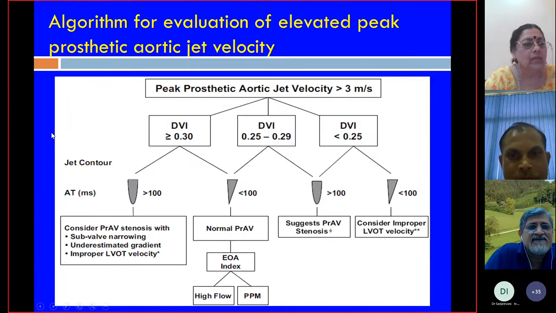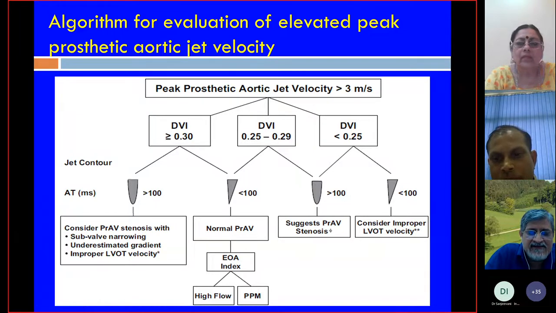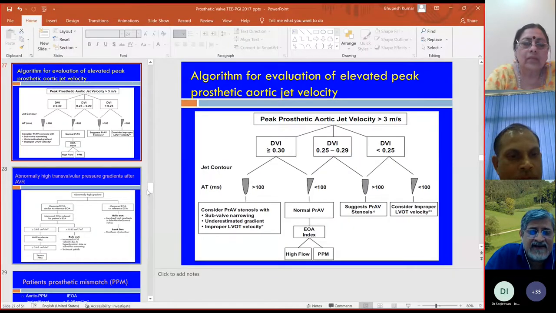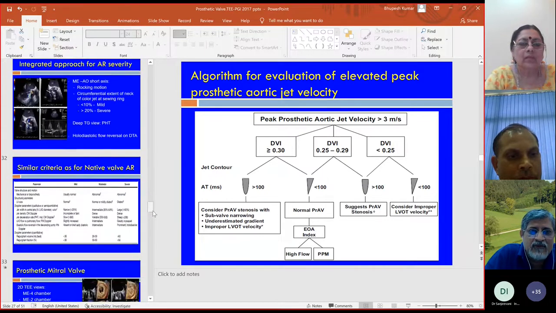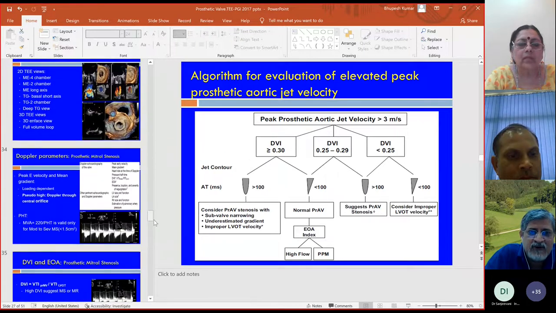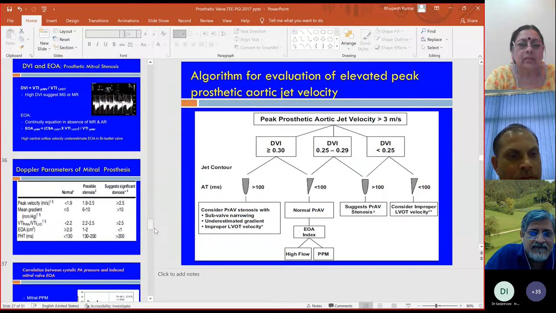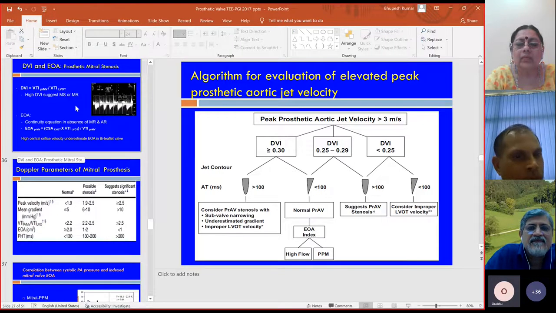So DVI, as he has mentioned, in the mitral valve more than 2.5 will suggest prosthetic valve stenosis. Or the effective orifice area, as Dr. Bhupesh has already mentioned, more than 1.2 square centimeter suggests absence of stenosis. Less than 1.2 means it will be stenosis. And also you can make out by eyeballing the graph, circular or parabolic.